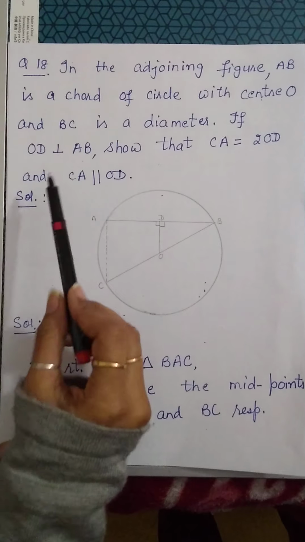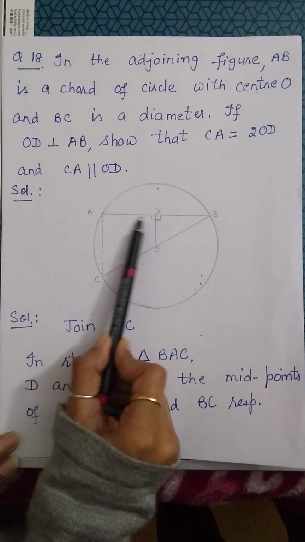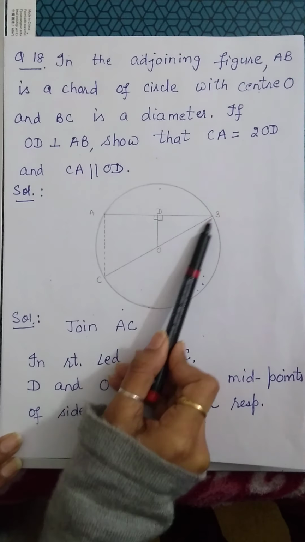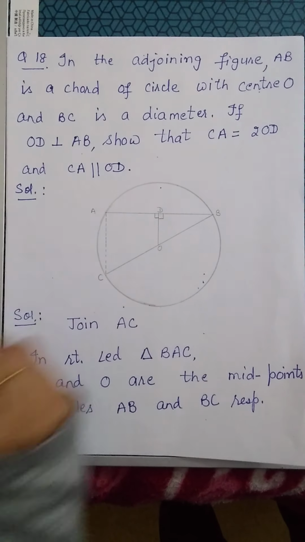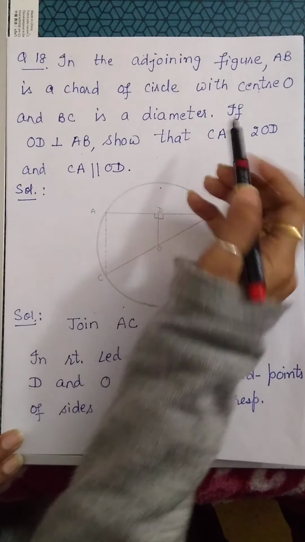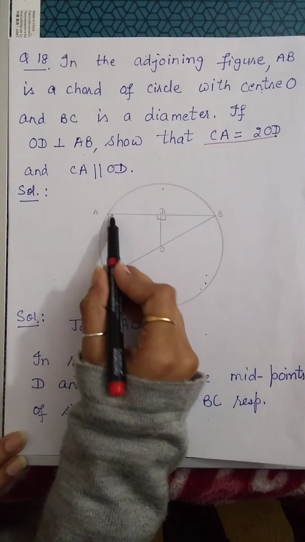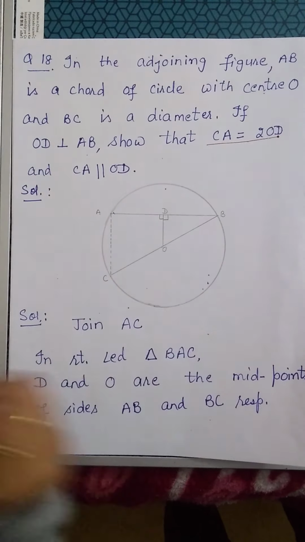Let's discuss question number 18. In the given figure, AB is the chord of a circle with center O. BC is the diameter. Now OD is perpendicular to AB, this is given. We need to show that CA is equal to twice of OD and CA is parallel to OD.